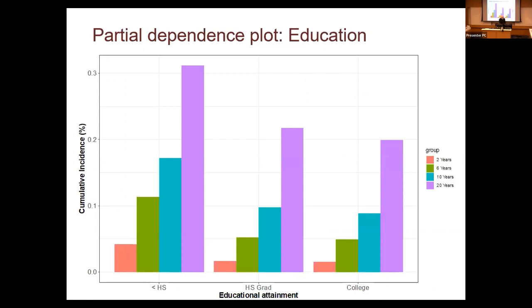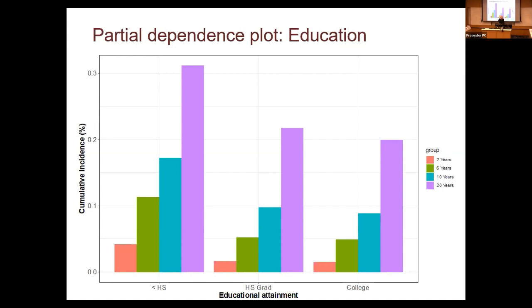So this is a partial dependence plot. This is the marginal effect of education on dementia risk, on cumulative incidence of dementia, after accounting for, controlling, marginalizing over all of the other predictors in the data, all the other 33 or so predictors. Again, you can interpret this analogous to the way that you would interpret a marginal effect from a regression model.